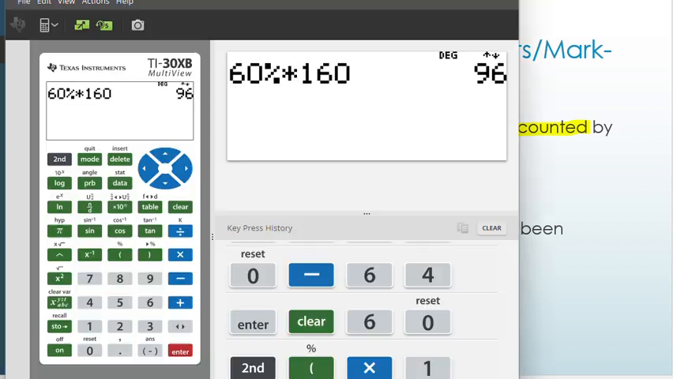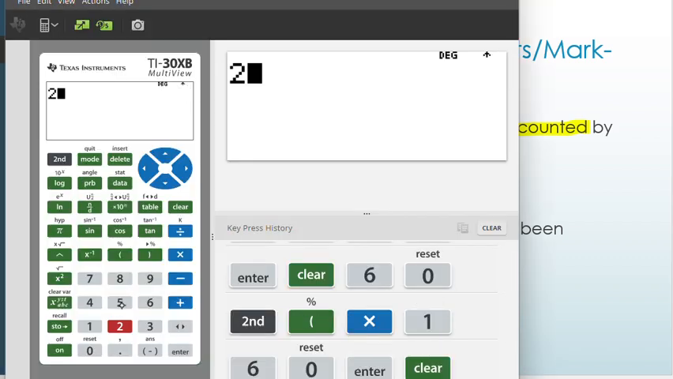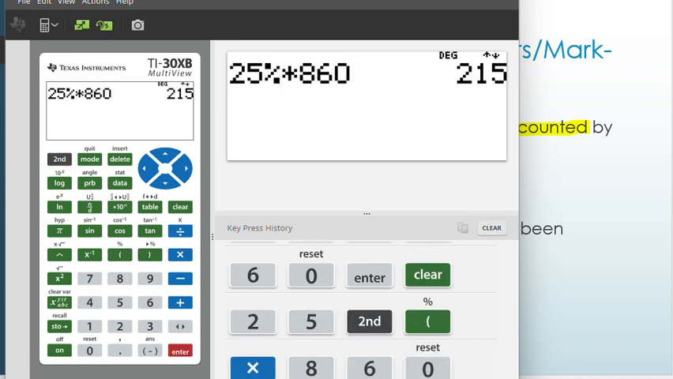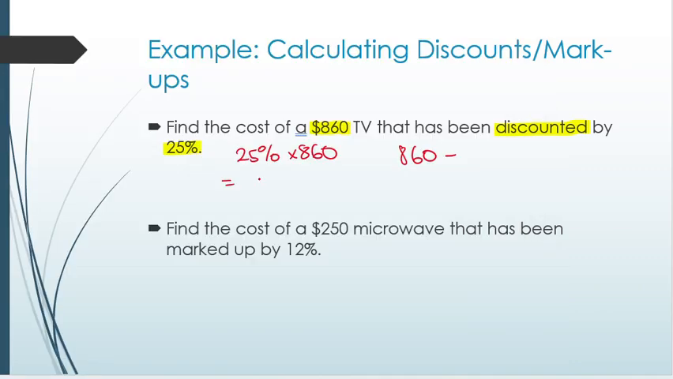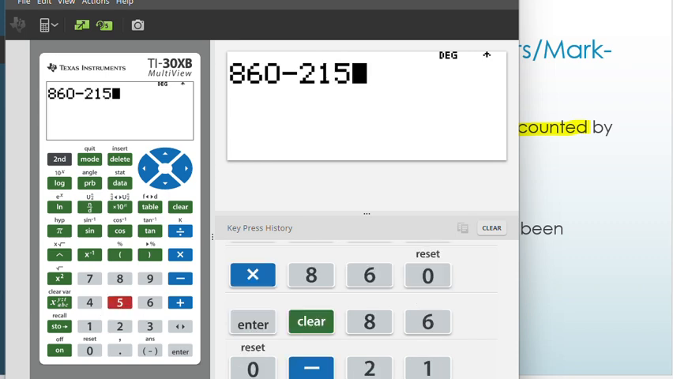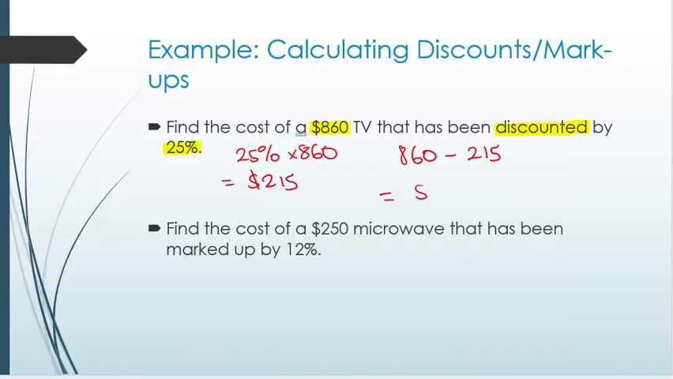So let's just refer to our calculator. 25% times 860 is 215. So 860 minus 215 gives us some number that we need to figure out. So 860 minus 215 equals 645. So the final price of my TV would be $645.